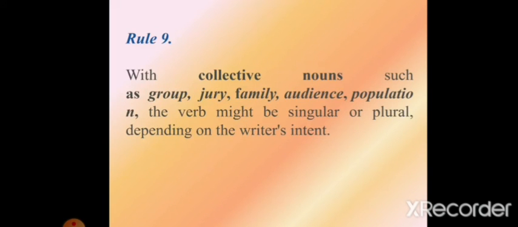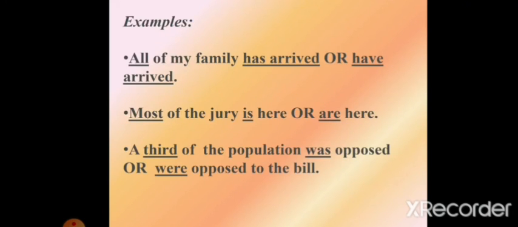Next, with collective nouns such as a group, jury, family, audience, population, the verb might be singular or plural depending on the writer's intent. It depends on the writer what he wants to convey. Examples: all of my family has arrived or have arrived. If you are taking them as one unit, you will say has arrived. If you are taking them as each of the family members, in plural form, you say all of my family have arrived.